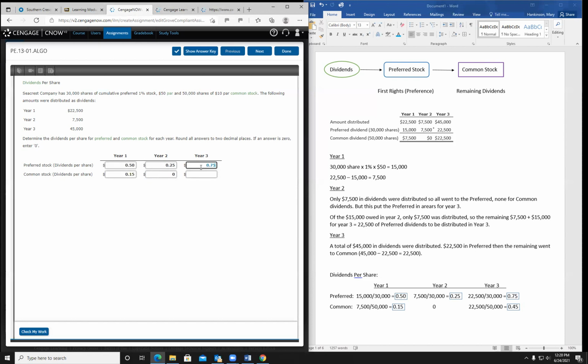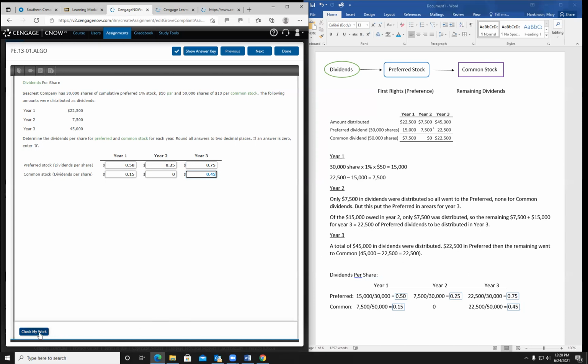And in year 3, 75 cents dividends per share for the preferred, and it was 45 cents dividends per share for the common. And again, it's just taking what was distributed divided by the total number of shares, and you get your dividends per share.